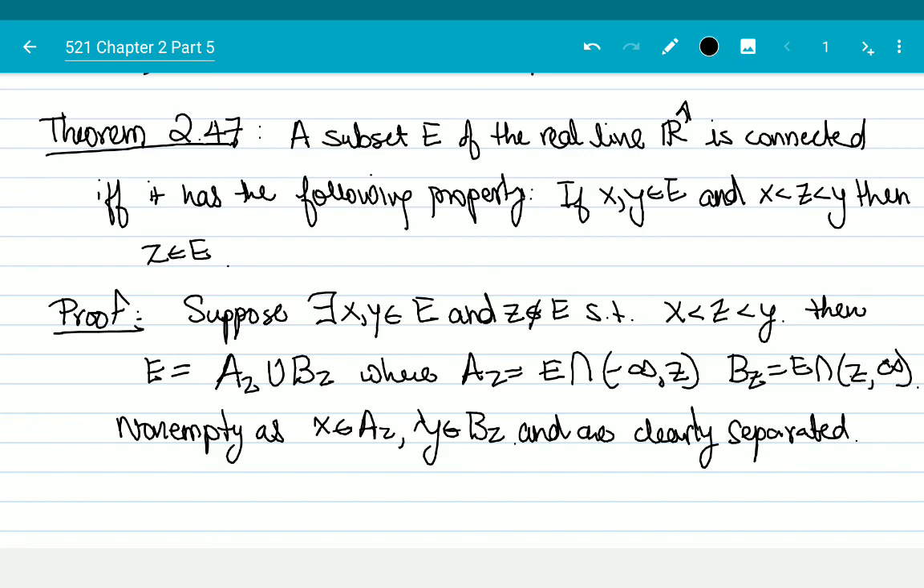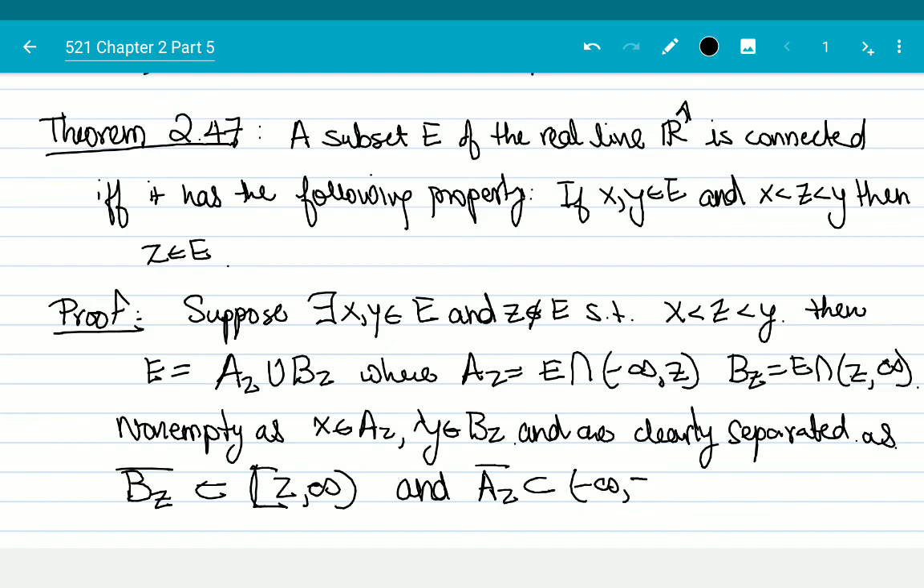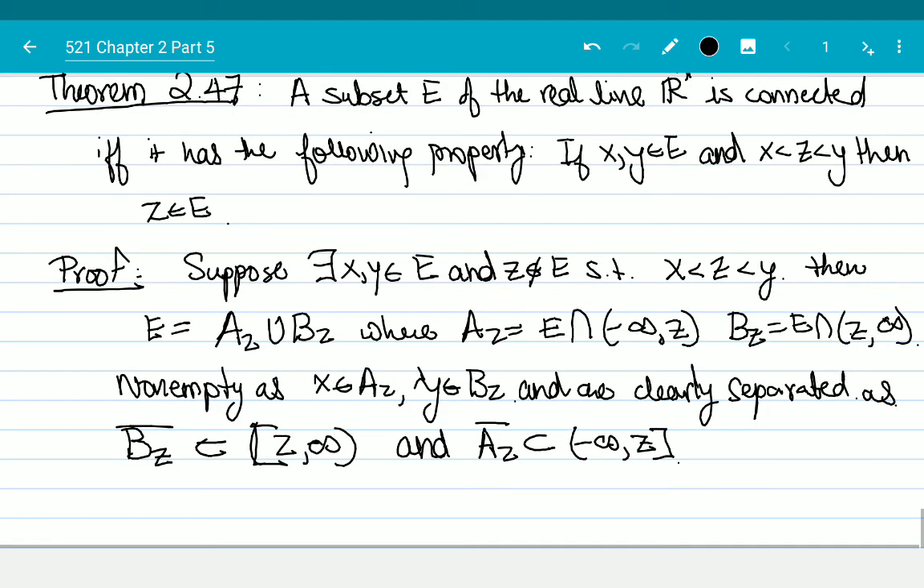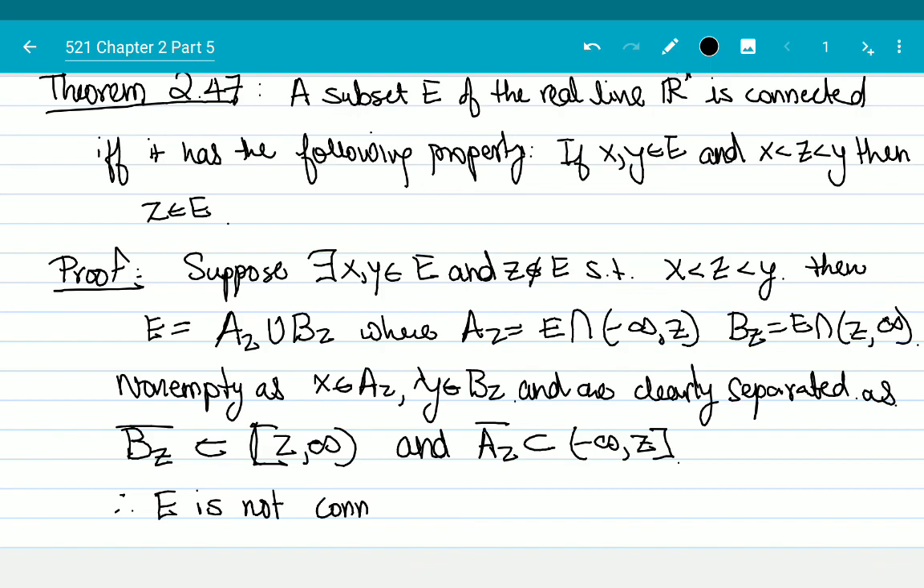So as BZ bar is contained in the closed interval z to infinity, and AZ bar is contained in negative infinity to closed z. Okay, and therefore E is not connected.